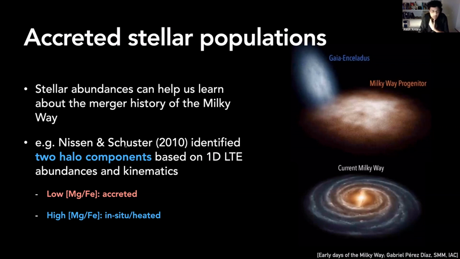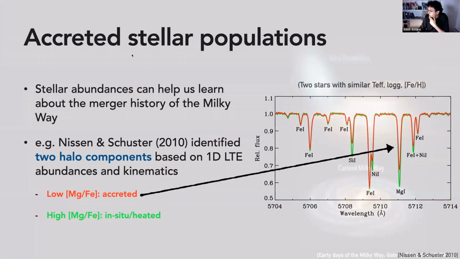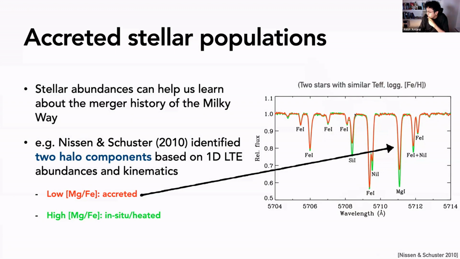I point in particular to this paper from Nissen and Schuster, who identified two halo components based on 1D LTE abundances, especially of magnesium, but also of other elements. If we look at the spectra of two stars from these two populations, the ones with low magnesium abundances in red, and the ones with high magnesium abundances here in green, these are two stars with similar Teff, log g, and metallicity, but you see very clearly that the magnesium abundance is very different. You also see it for silicon, which is another alpha element. You see some signatures for other elements too, but iron is more or less the same.